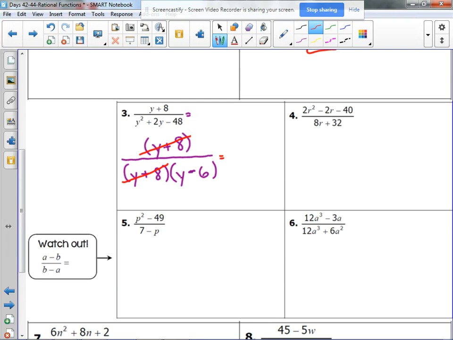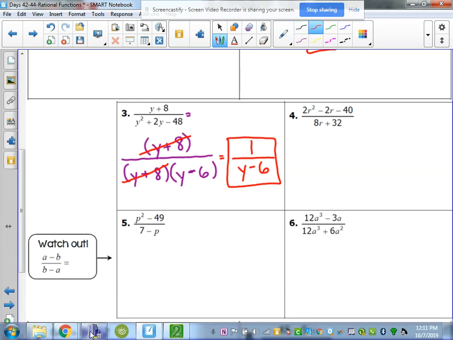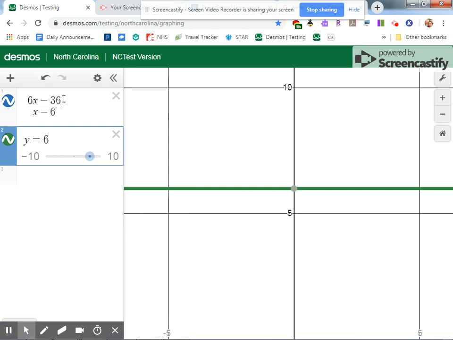You've got to be careful with this one. When you cancel everything that's in the numerator, that y minus 6 does not move into the numerator. It's got to stay in the denominator. So we've got to put a 1 in place of the numerator to hold the place there. The y minus 6 does not move. And again, we can check that.